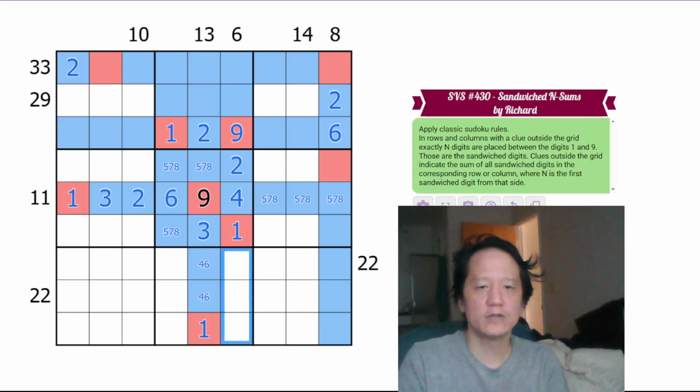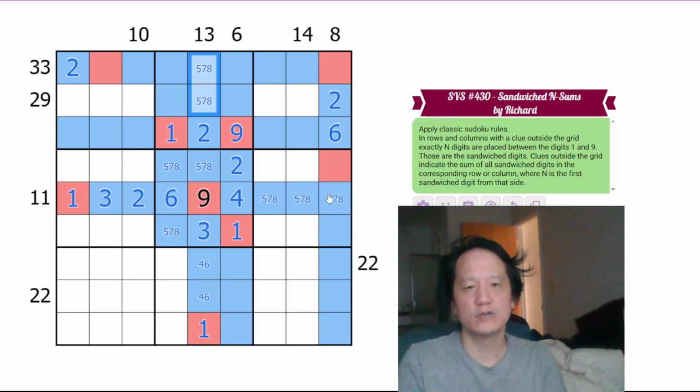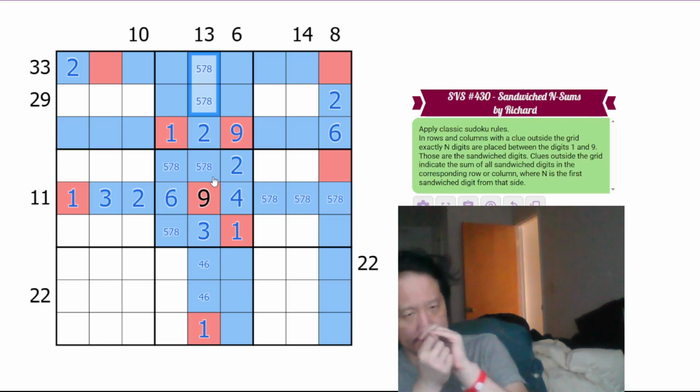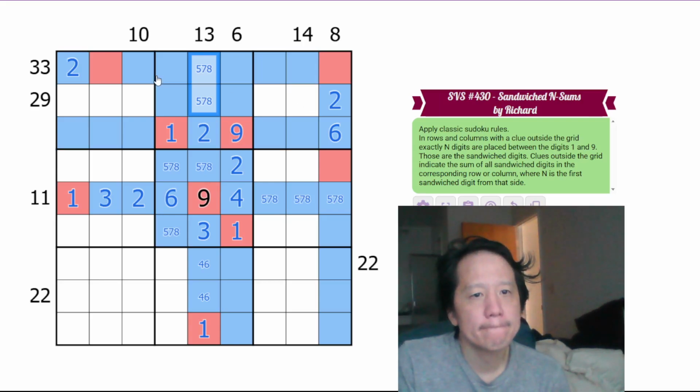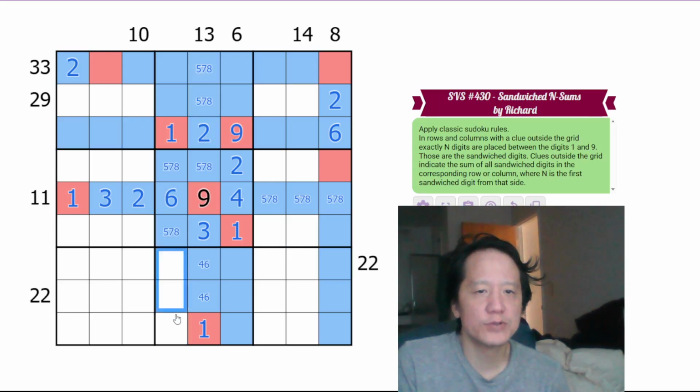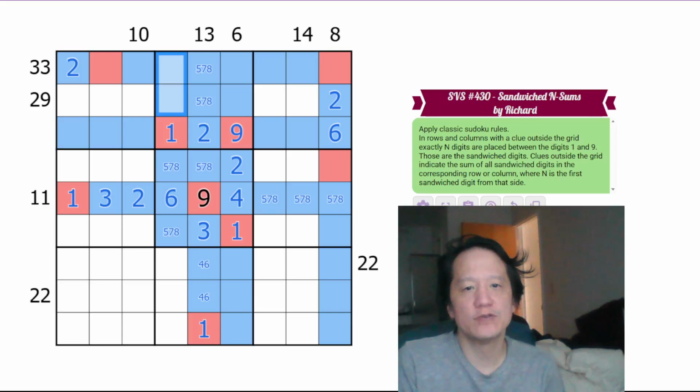The rest of column 6 is not crust. So it's one of these 3. And this must be a 5, 7, 8 triplet. One of these 3 is a 9. 4 has to be one of these 2. It's 6 digits here. So this is 6.